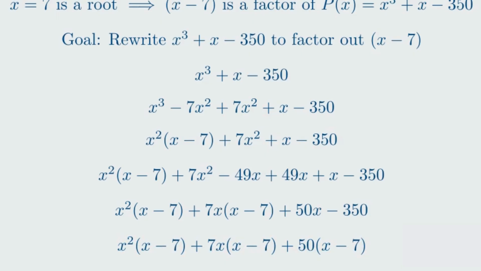The entire polynomial is written as a sum of 3 terms, and each term clearly has a factor of x minus 7. Because every term has a factor of x minus 7, we can now factor it out of the entire expression. Factoring out x minus 7 leaves us with x minus 7 times the quantity x squared plus 7x plus 50. This equals 0. Now we have the equation in a factored form.